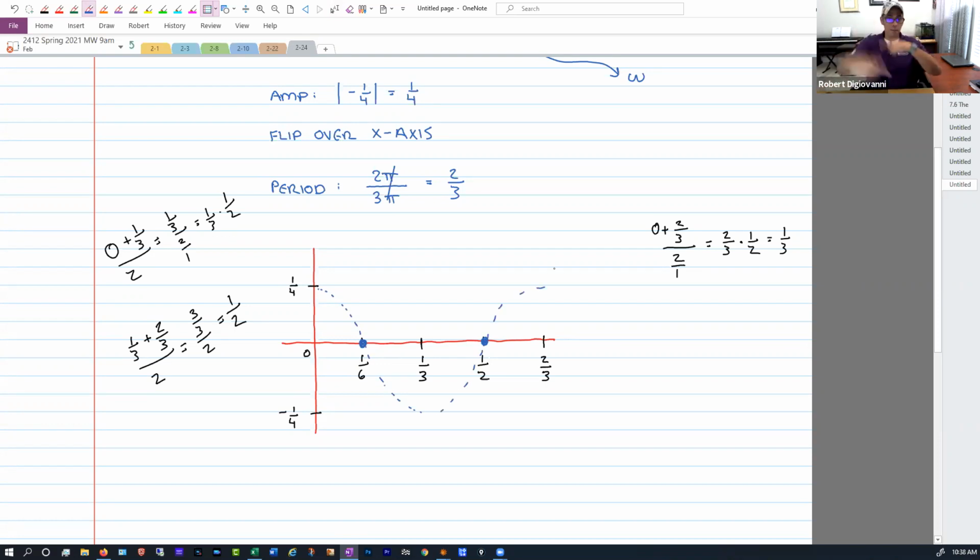But because I'm flipping it, the point that would have been at the top goes to the bottom. The one that would have been on the bottom is going to go to the top. And then I'm going to draw a little bit of a smile, frown, frown, smile. There we go. All right.